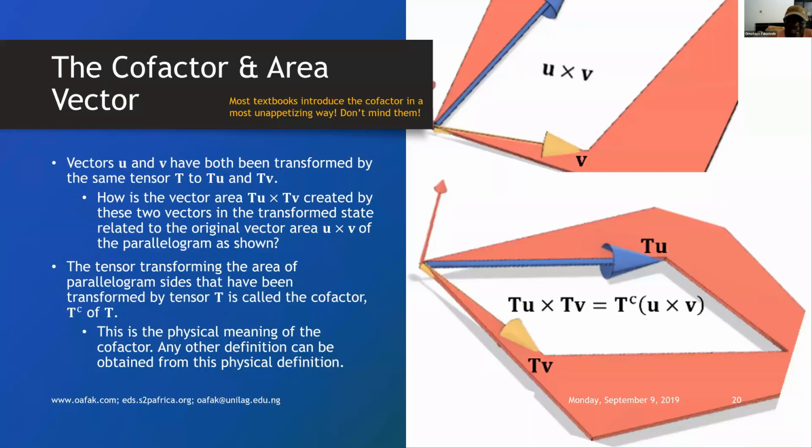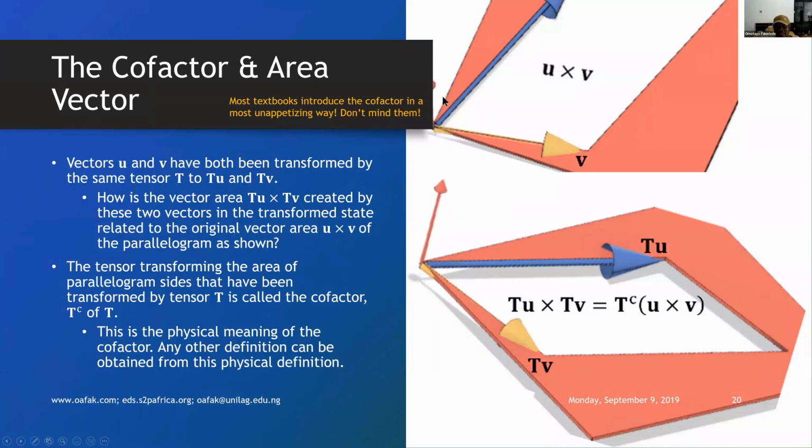And I think I have a diagram here. Look at this diagram on the right-hand side. I note here that most textbooks introduce cofactor in the most unappetizing way. Don't mind them. Let us say this is vector V, and this other one is vector U. The area in white between them is the parallelogram formed by U and V, and that area is covered in magnitude and direction by U cross V. Its magnitude is the area here, and the direction is perpendicular to it.